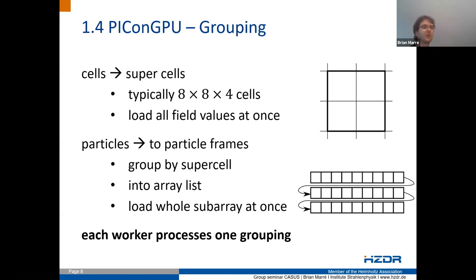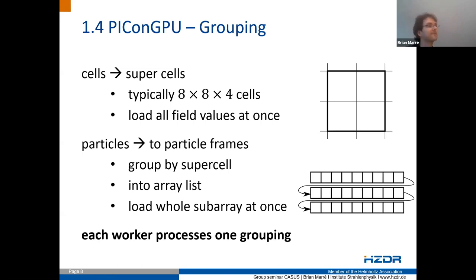And since there tend to be quite a lot of particles, we don't want to load all of them at once. Instead, we group them in some sort of array list, and each of the sub-arrays is what's called a particle frame, one grouping of particles we are working on for one specific time. And since we can load the supercell field values for this specific subarray, because they all belong to one specific supercell, we can also work on them without loading new data again.